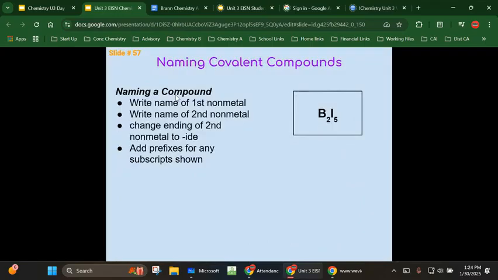B2I5. B2. Diboron pentaiodine. Okay, do the whole thing. You're good. Go ahead. What was it again? Diboron pentaiodine. Please remember, do not put IDE with the first nonmetal, only the end of the name. Should have pointed that out. Nice job. Okay, questions?